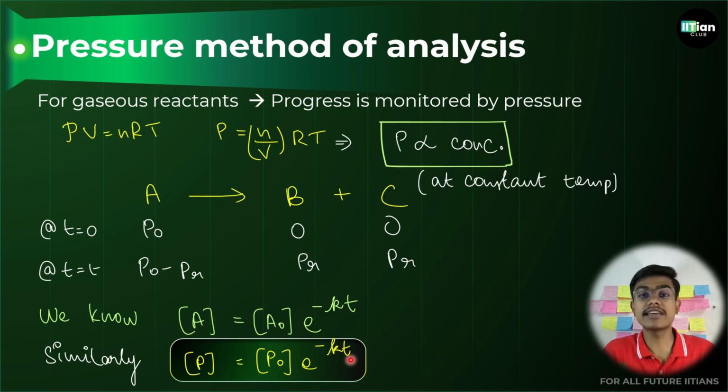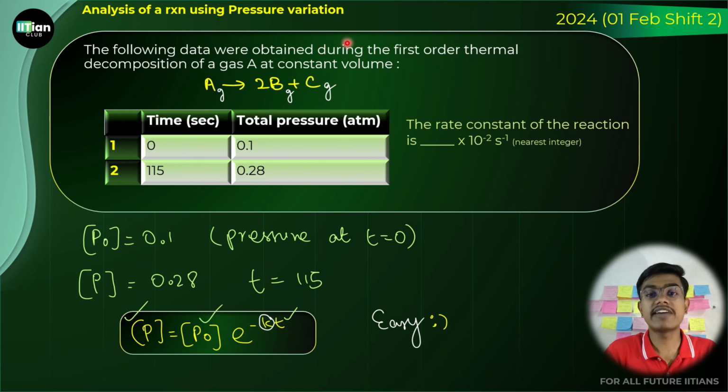Now we'll be quickly solving a current year question, that is the 2024 PYQ. The following data were obtained during the first order thermal decomposition of a gas at constant volume. Here we are given A giving 2B plus C, and at time equal to 0, the total pressure is 0.1. At time equal to 115 seconds, the total pressure is 0.28. Now we'll be taking P naught as 0.1 and final P as 0.28, time is 115 seconds, then substituting everything over here and easily getting the answer.